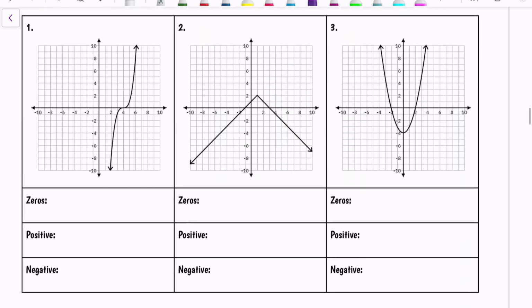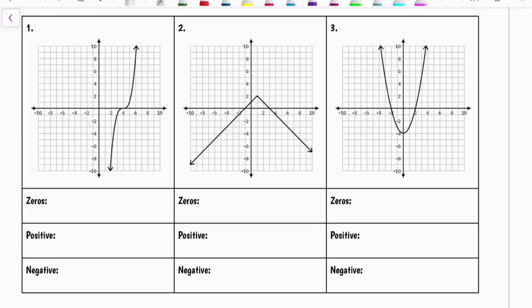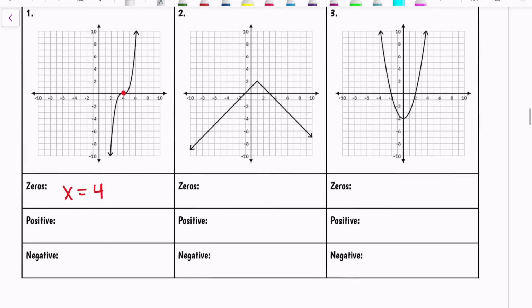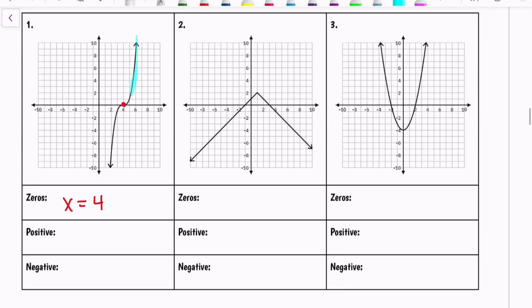All right, number 1 here, I'm going to find my 0. My 0 is at x is equal to 4. And then I'm going to highlight my positive section, which is above. I highly recommend highlighters for this. And my purple section is below the x-axis. And so I'm going to write those intervals down. My positive interval starts at 4, and it goes above the x-axis all the way to the right, so infinity.